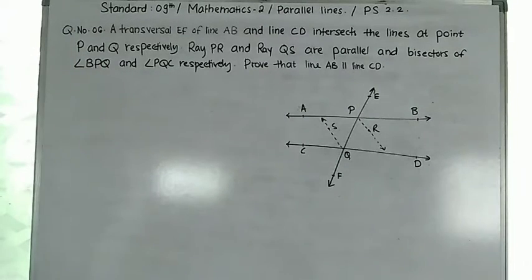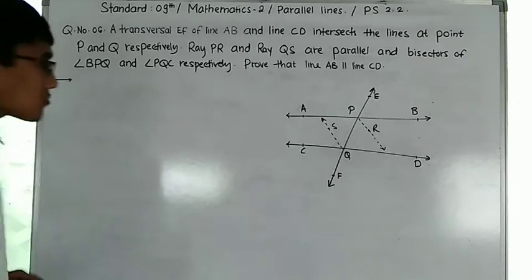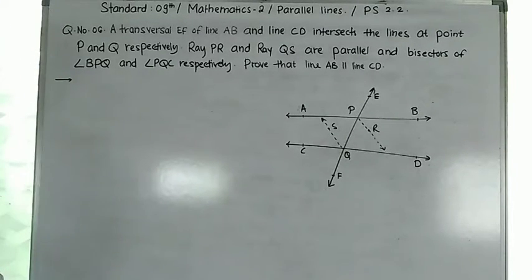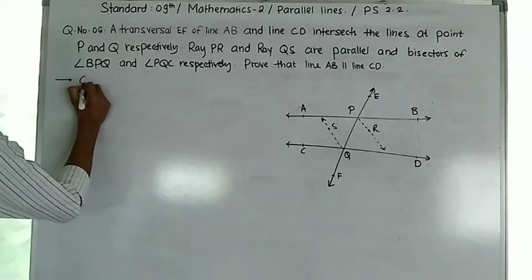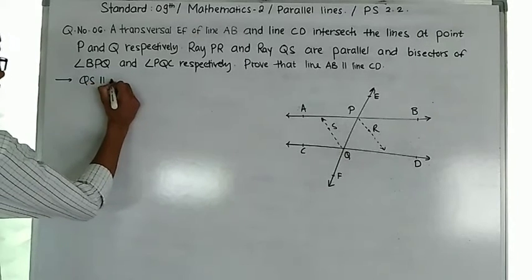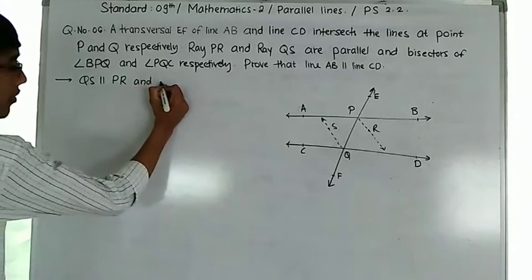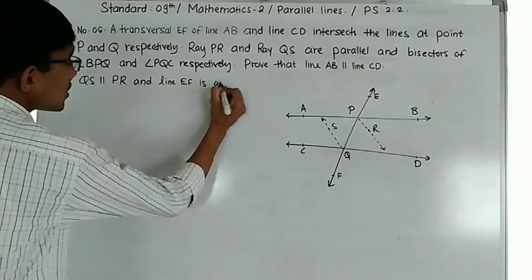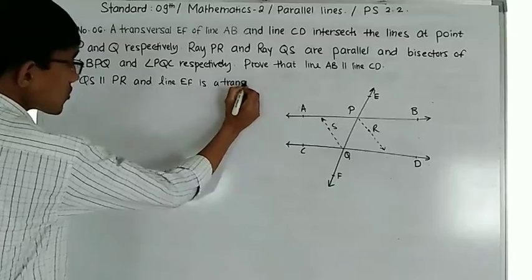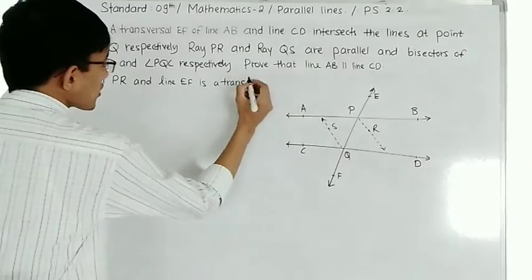Okay, so how can we prove this? We will take QS parallel to PR. It is given to us, and line EF is a transversal. What I am taking is QS and PR parallel and EF as my transversal.